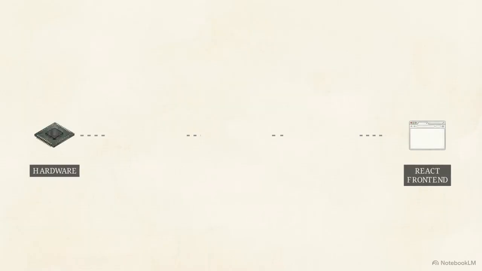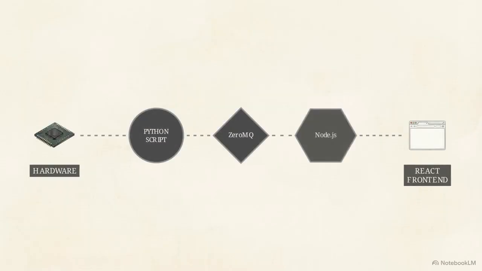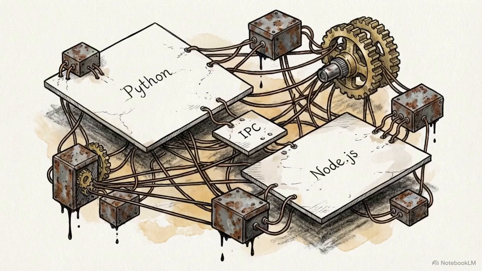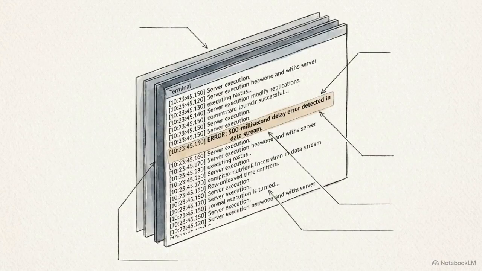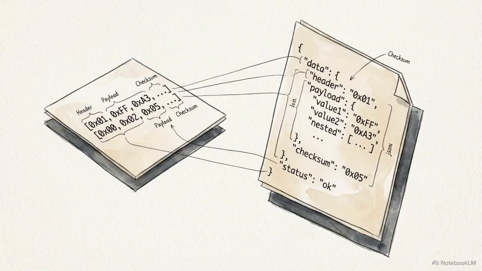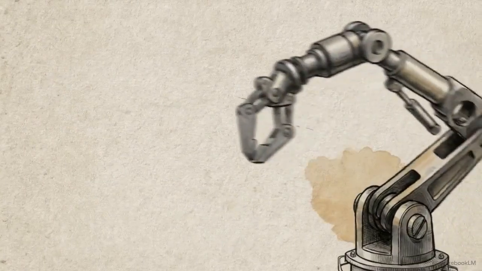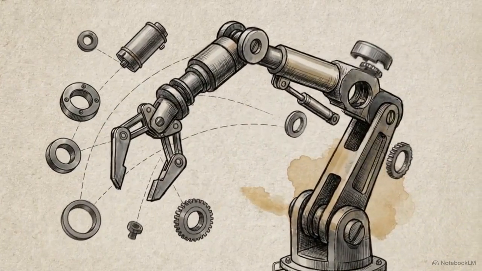This diagram shows that translation. Getting a voltage reading onto a web browser meant passing data through a sprawling chain of software. A Python script reads the hardware, hands it to ZeroMQ, passes it to Node.js, and finally to a React frontend. Every single one of those handoffs exacts a toll. You spend CPU cycles, you allocate memory, and burn time just to serialize and deserialize the exact same piece of data over and over. In high-stakes environments, the cost of that translation is physical.